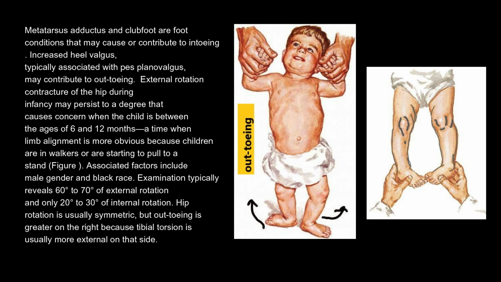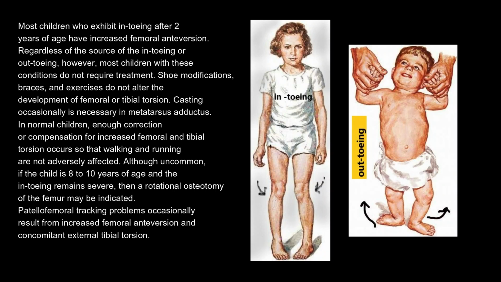Associated factors include male gender and black race. Examination typically reveals 60 degrees to 70 degrees of external rotation and only 20 degrees to 30 degrees of internal rotation. Hip rotation is usually symmetric, but out-toeing is greater on the right because tibial torsion is usually more external on that side. Most children who exhibit in-toeing after 2 years of age have increased femoral anteversion.